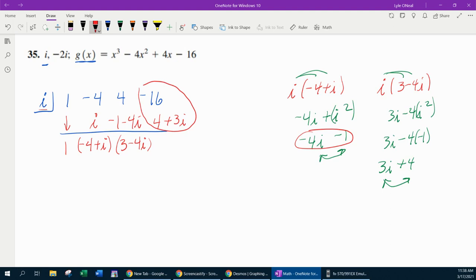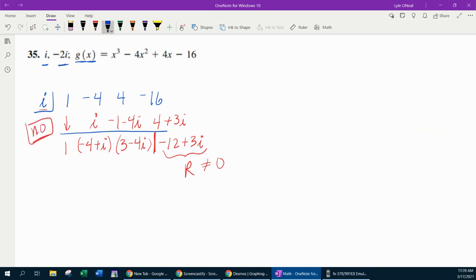So again, since that's adding a real number to a complex number, you simply add the real parts. 4 minus 16 is minus 12. And the plus 3i comes down. Now that last piece there, all of this is the remainder, which is not equal to 0. So that means that i is not a 0. One more time, we're going to try negative 2i and see if it is a 0 of g of x. And so again, the coefficients are easy. They're not going to change.